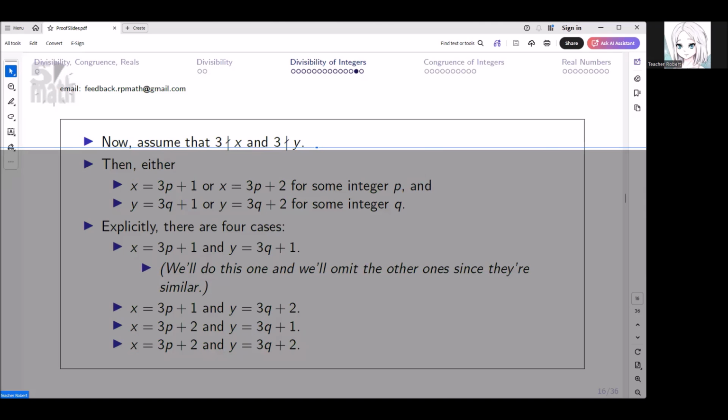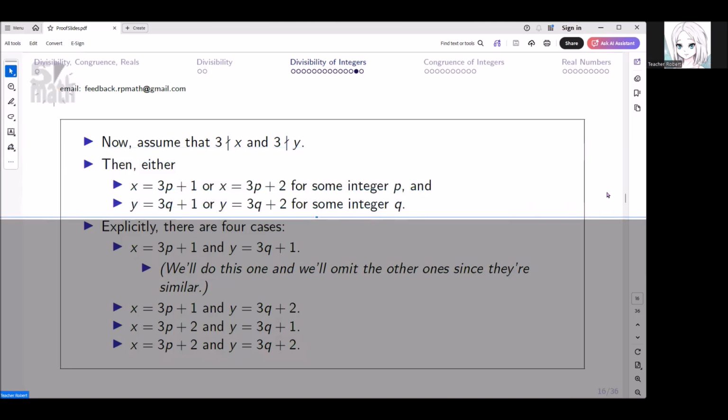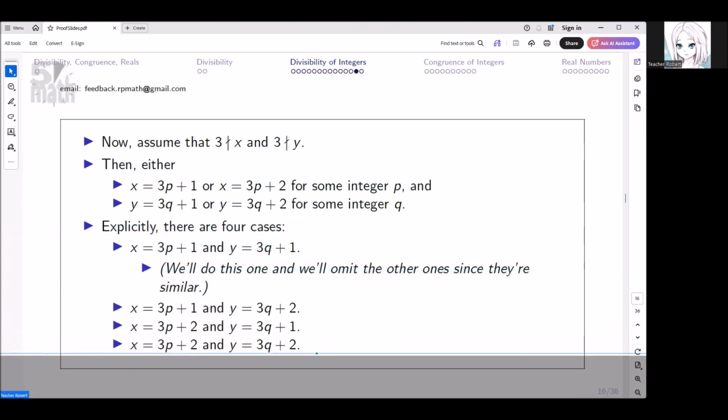Now assume that 3 does not divide x and 3 does not divide y. Then either x equals 3p plus 1 or x equals 3p plus 2 for some integer p, and y equals 3q plus 1 or y equals 3q plus 2 for some integer q. Explicitly, there are four cases. x equals 3p plus 1 and y equals 3q plus 1. We'll do this one and we'll omit the others since they're similar. x equals 3p plus 1 and y equals 3q plus 2. x equals 3p plus 2 and y equals 3q plus 1. x equals 3p plus 2 and y equals 3q plus 2.